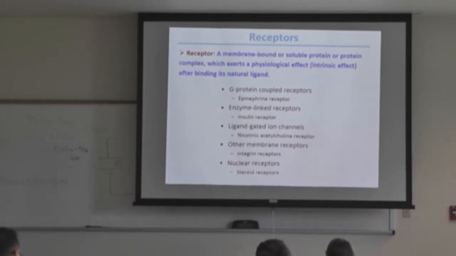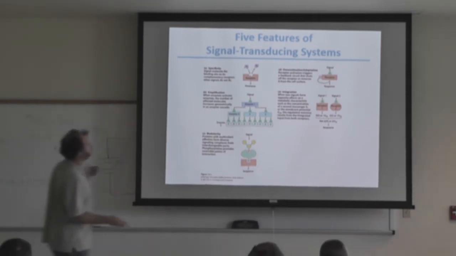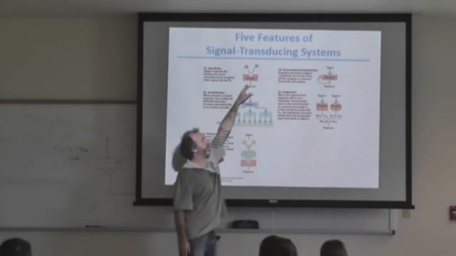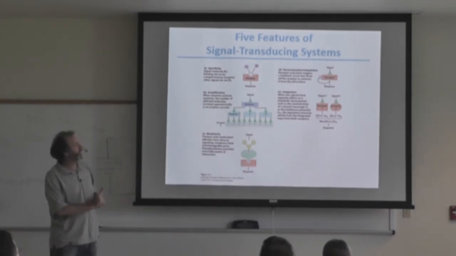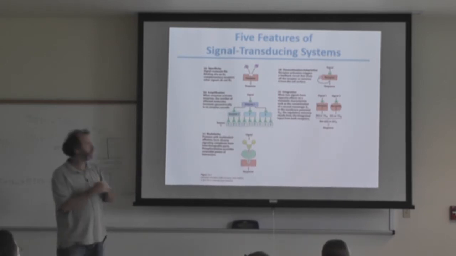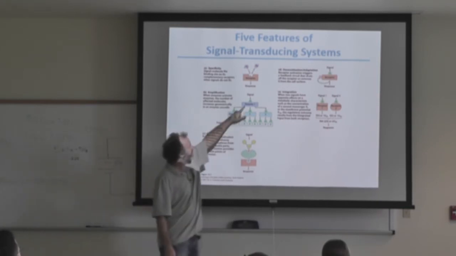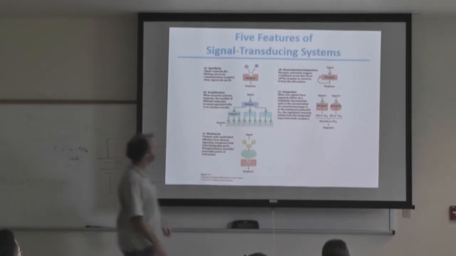So, 5 main features of signal transduction. The first one is it's very specific. Just like high specificity for enzymes, you have high specificity for the ligands that are going to activate a receptor, right? And then you have an amplification of that signal. So you get binding of one ligand to one receptor, and through signal transduction, you get an amplification of that signal, multifold.